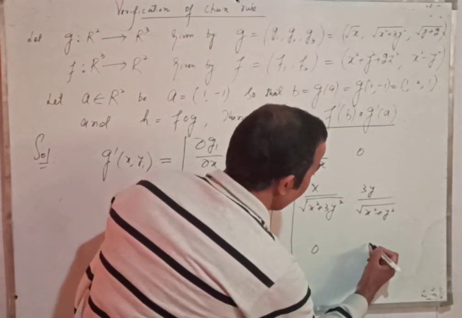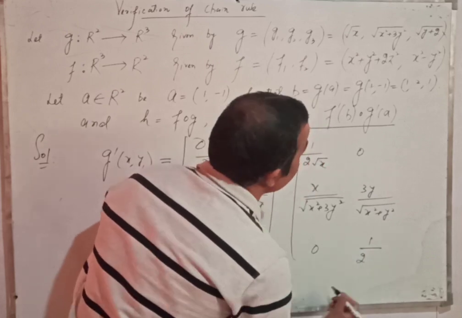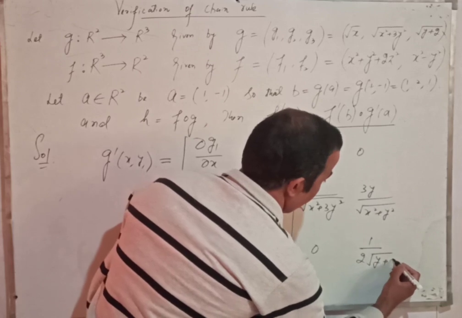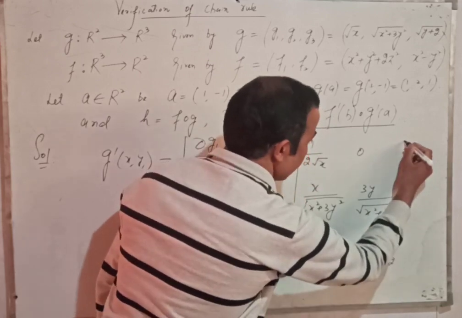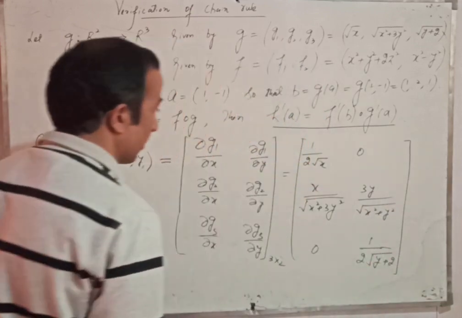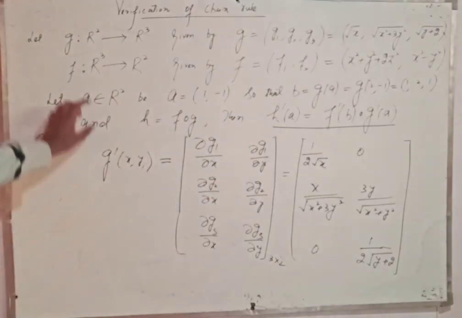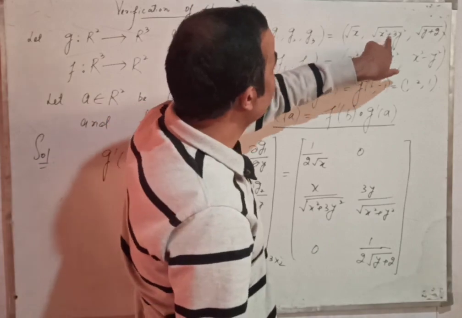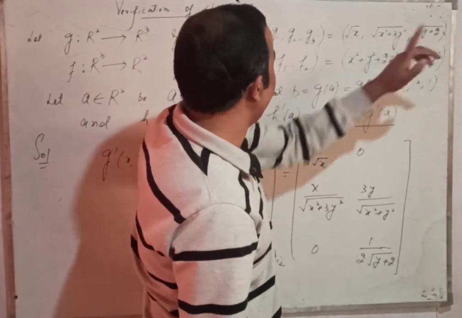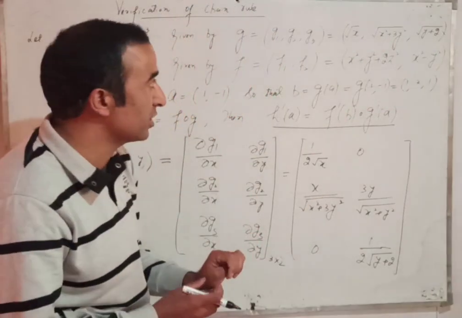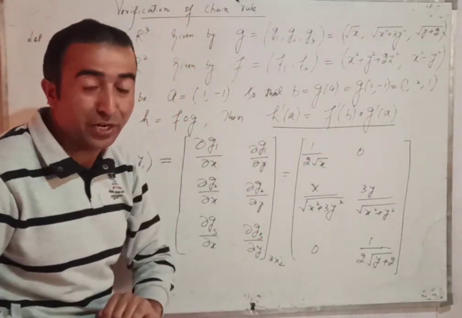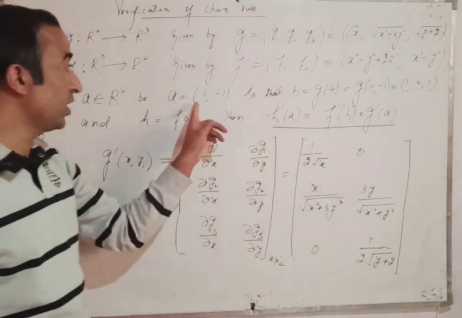Then the last is only a function of y, so the x-derivative will be 0 here, and the y-derivative will be 1 over 2 times square root of y plus 2. Before this, you should note that these functions are differentiable because their components are this square root x, this one, and the point is 1, minus 2. You can see all the partial derivatives of these components are continuous at the point 1 comma minus 2.